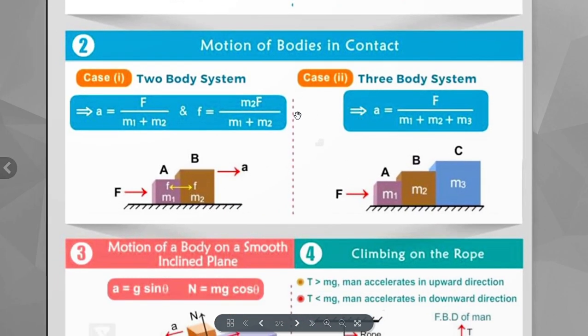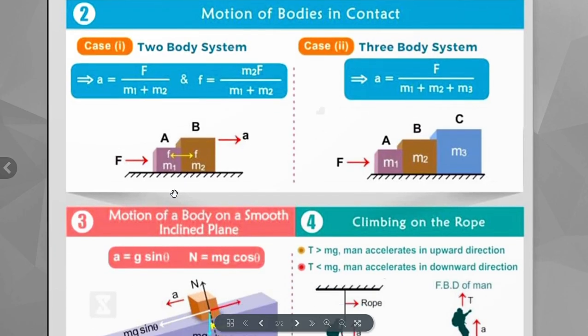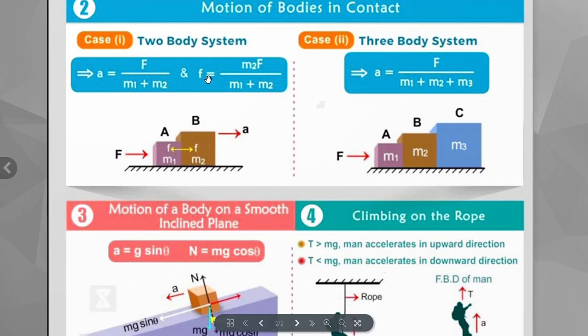Motion of bodies in contact. Here you can see that case 1 is a two body system where a is equal to F by m1 plus m2. Here F upon m1 plus m2 is used because the two blocks participate in this topic. You can also write F is equal to (m1 plus m2) a.